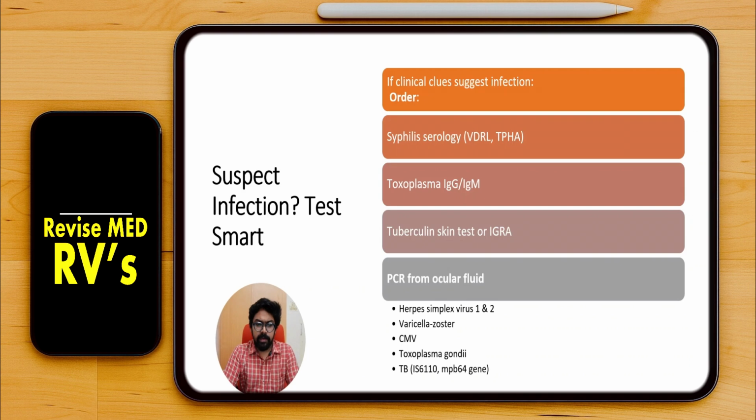Tuberculosis is the great mimicker in India. Always tuberculosis and syphilis should be ruled out in any case of vasculitis. And if you are again suspecting an infectious etiology and all clinical signs are suggestive of it, you have to do PCR from the ocular fluid to look for herpes simplex virus 1 and 2, varicella zoster infection, CMV, toxoplasmosis, and tuberculosis. You can also try serology in blood itself, but the serology test in blood is less sensitive.